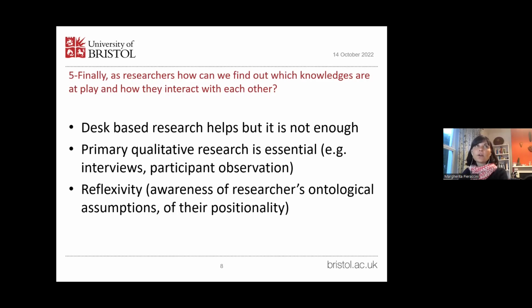But it's not enough very often, because if you're really interested in understanding and coming to grips with other views of particular problems and with other knowledges, I argue that primary qualitative research is really essential. And here I put a couple of examples of methods that we can use in primary qualitative research. A very common one is interviews with sea users, for example, with different types of stakeholders.